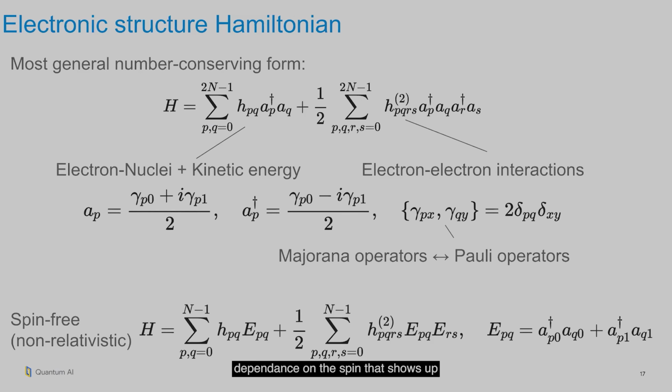There's an additional dependence on the spin that shows up in the general case that doesn't show up in the spin-free case. So here, instead of PQ summing over 2n things, it's just a sum over n things. And the interaction, this hopping term, this composite EPQ object, symmetrically sums over the spin 0 and spin 1 parts. This is a problem definition. You don't really need to know more about it in the following. It's something that simplifies the number of terms you need to define in your 2-electron interaction tensor.